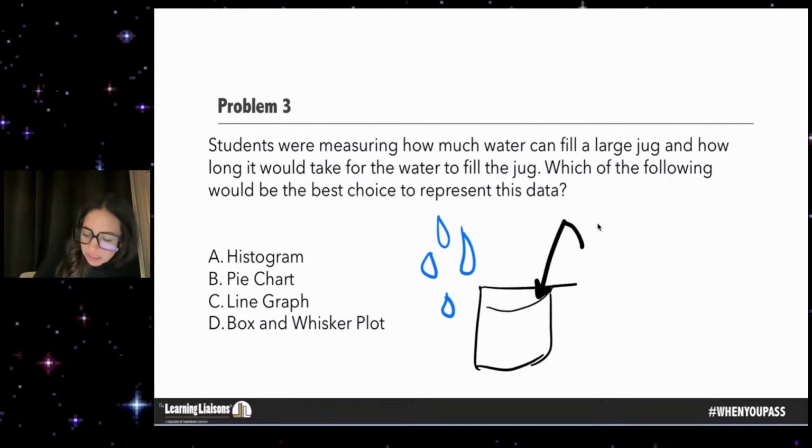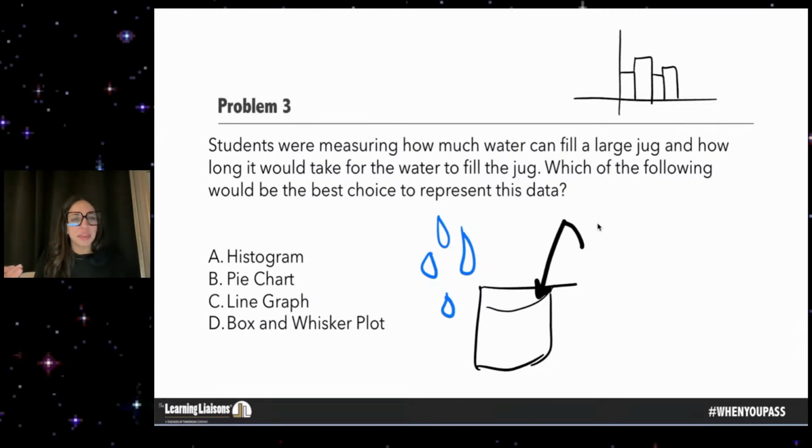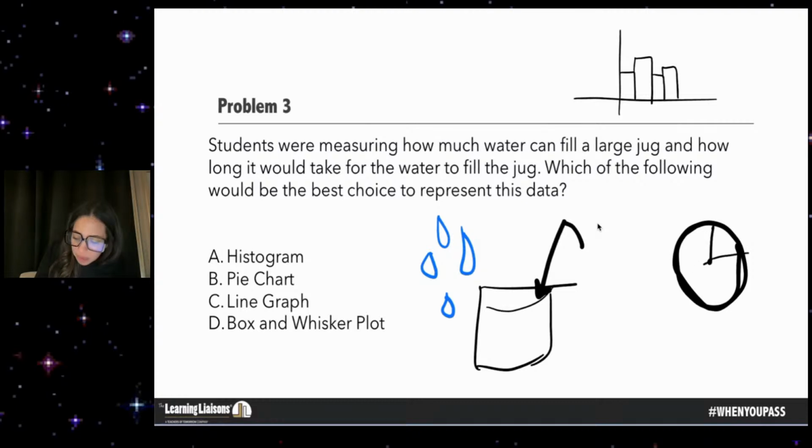A histogram is going to look something like this. And so that's not really going to tell me how much and how long. A pie chart is more of a comparison. Like I'm looking at how many people or what percentage of people voted for something or chose something. That's not going to be the right answer either.